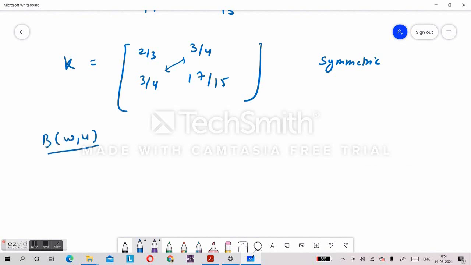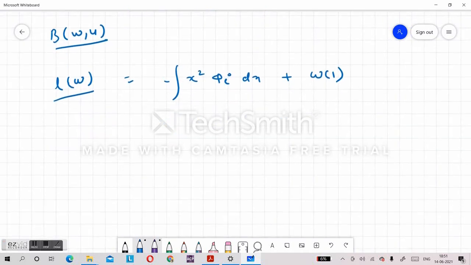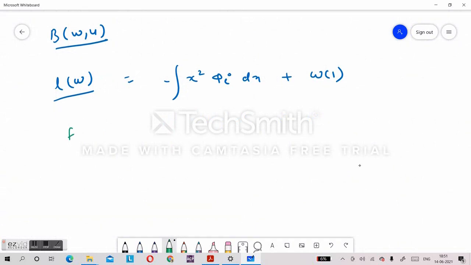Now we have to solve the linear term also. So what was our linear term? The linear term was minus x squared φi dx plus w1. For i equals 1, what we have is f1. This is called the force vector.